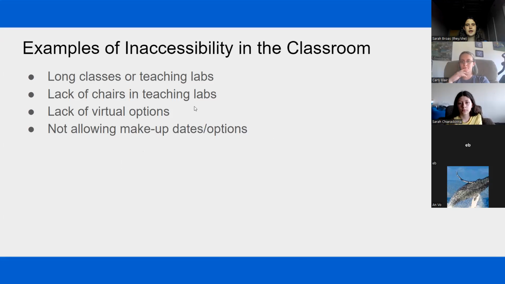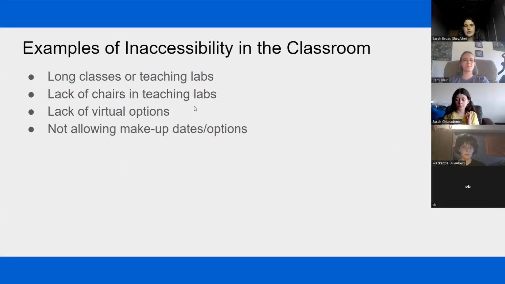So I'll go to my next slide, which shows some very common examples of inaccessibility in the classroom. As we had mentioned, long classes or teaching labs. I think at the University of Rochester, our teaching labs are about 3 hours, which seems like a lot of time, and at the same time isn't enough time sometimes. I know that in my organic chemistry labs, we were definitely pressured to get a lot done in a little bit of time, which was stressful in and of itself. And at the same time, it was 3 hours, which was a lot for me to be on my feet.